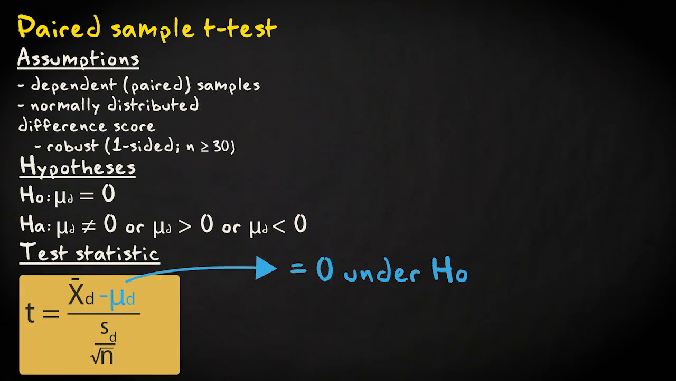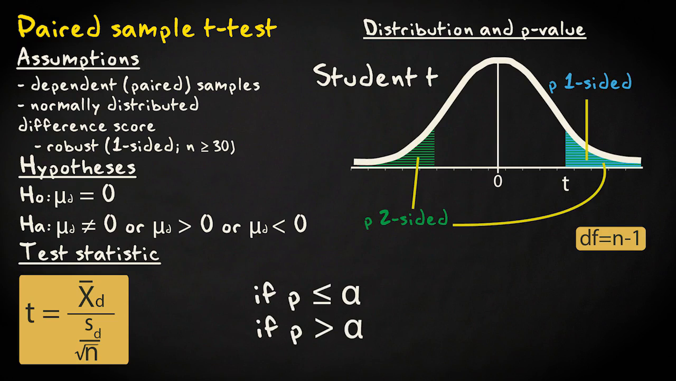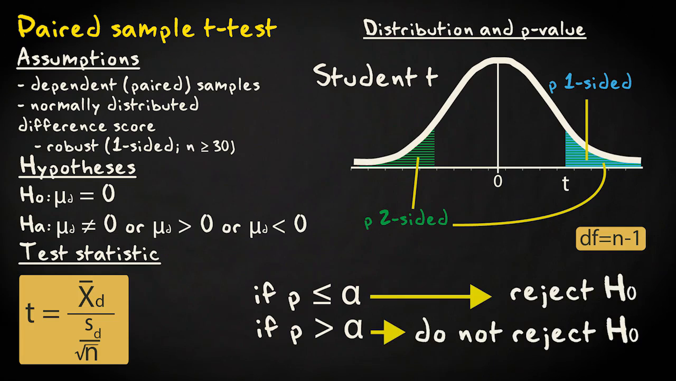The test statistic t equals the mean difference score minus the expected value under the null hypothesis, which is 0, divided by the standard error, which equals the standard deviation of the difference scores divided by the square root of the sample size, the number of paired observations. The test statistic follows a student t distribution, with degrees of freedom equal to the sample size minus 1. With the test statistic and the degrees of freedom, we can calculate or look up the accompanying one-sided or two-sided p-value and compare it to the predetermined significance level. Based on this outcome, we reject or fail to reject the null hypothesis.